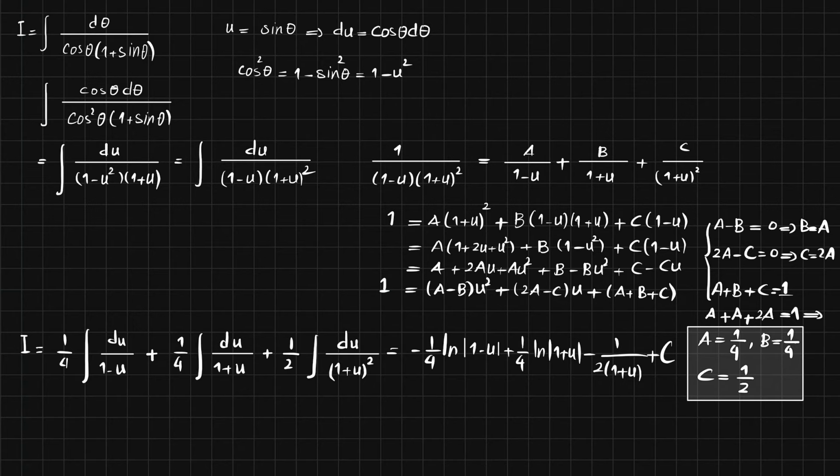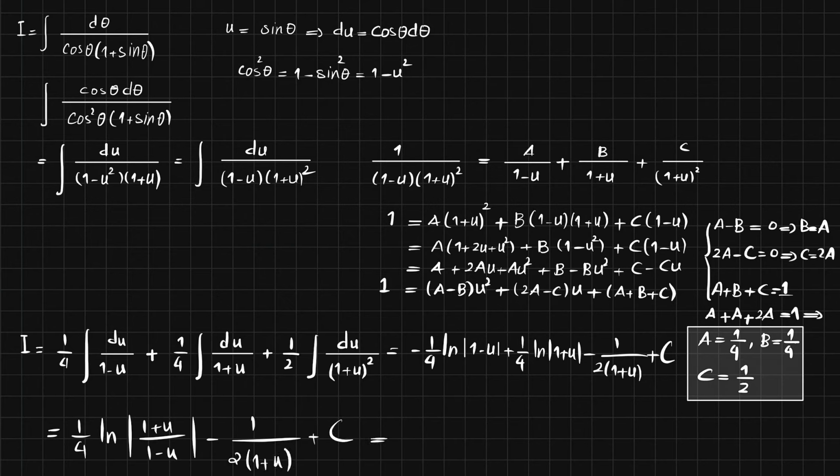I can simplify that, for example, using this formula: ln of a minus ln of b can be written as ln of a over b. Okay, so I factor a 1 over 4 out, so this becomes ln of this expression minus the ln of that expression. So I can write it as 1 over 4 ln of absolute value of 1 plus u over 1 minus u. And then finally I have 1 over 2 arctan u, and then I have c.